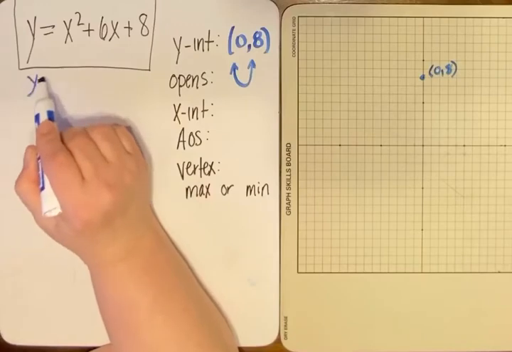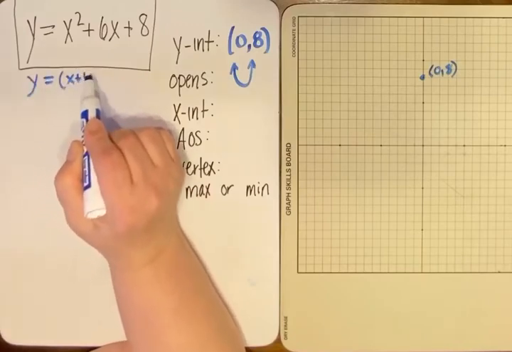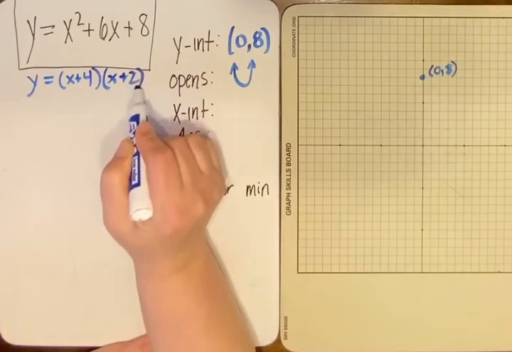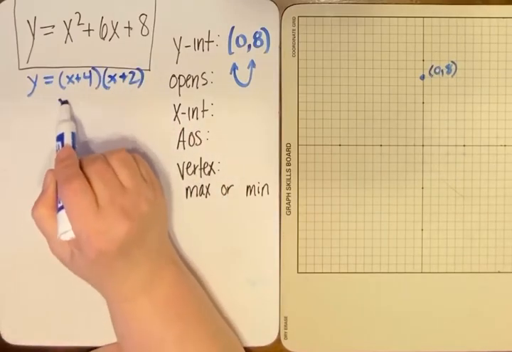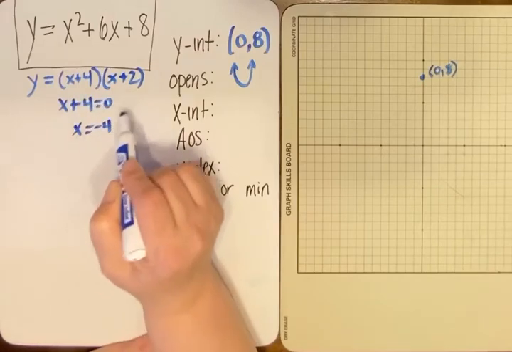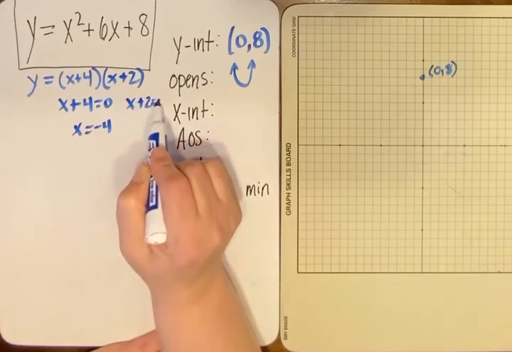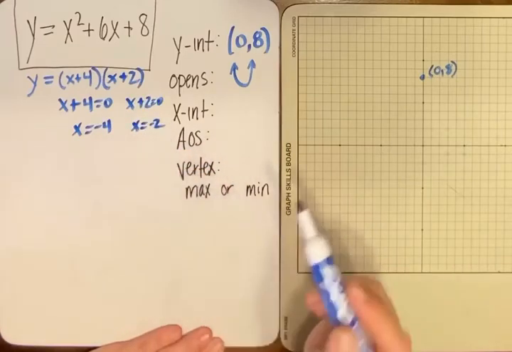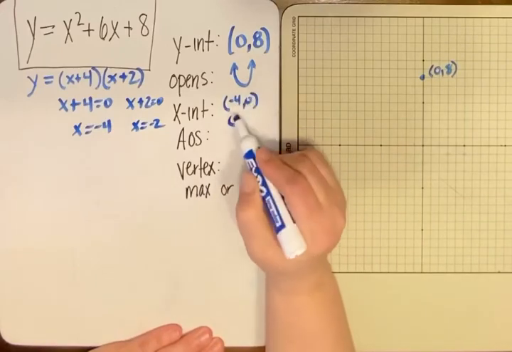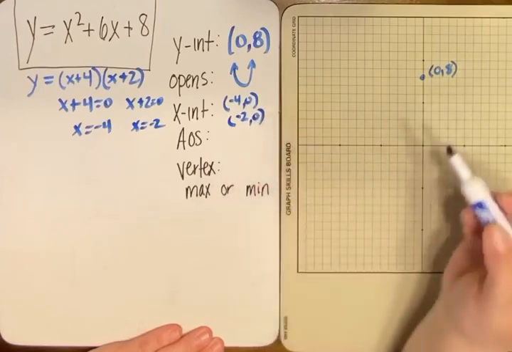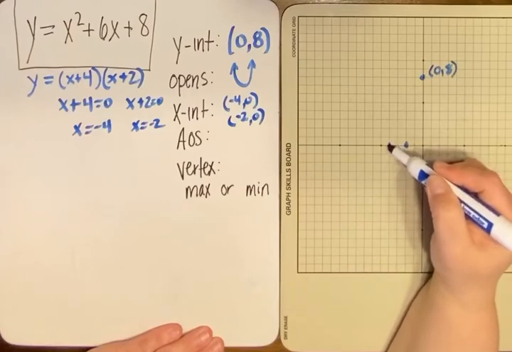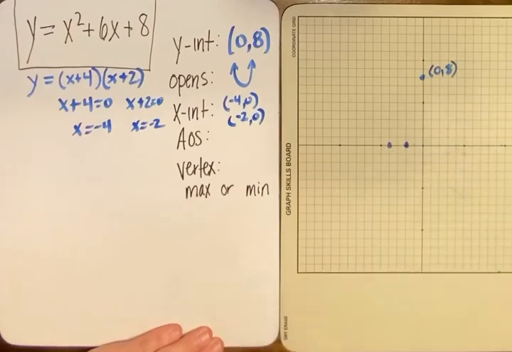If we then take our standard form and factor it into factored form, we can see the factors, and from the factors use the zero product property to identify that we have an x-intercept at (-4, 0) and at (-2, 0). And so at (-2, 0) and at (-4, 0), we have an x-intercept.